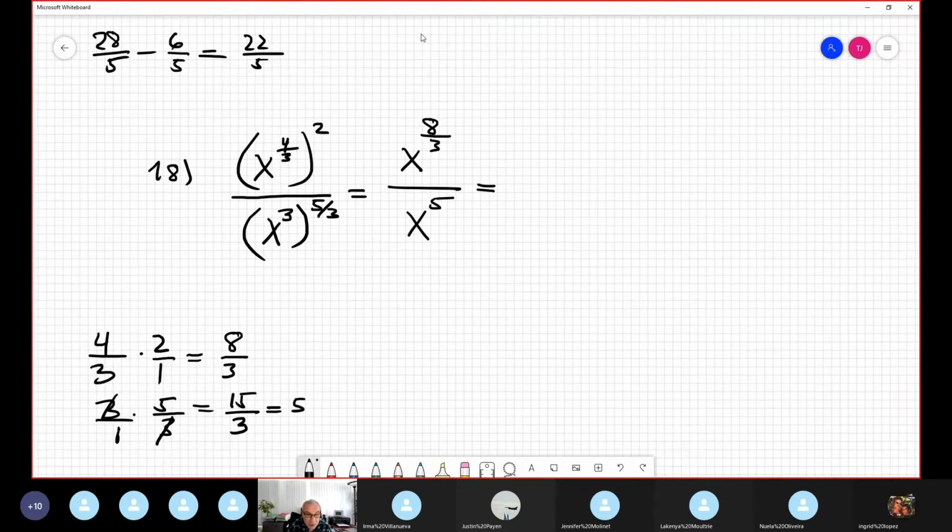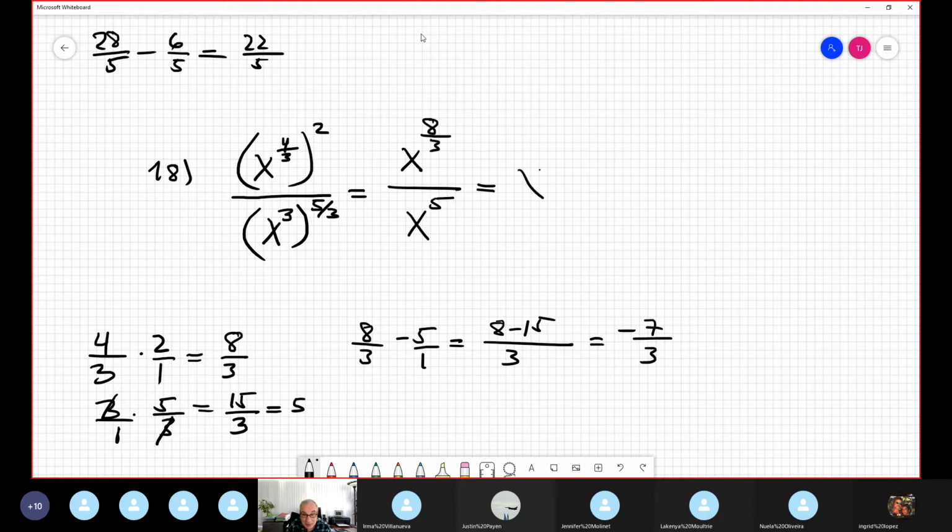Finally, subtraction. So it is 8 over 3 minus 5. 5 is a whole number. Now subtraction, you need to find the least common denominator. Get 3, 8 minus 15. Okay, 5 times 3, 15. So negative 7 over 3. So the answer so far is x raised to the negative 7 over 3.